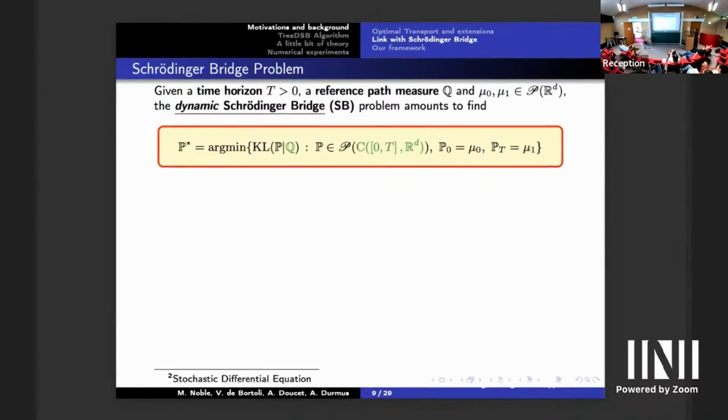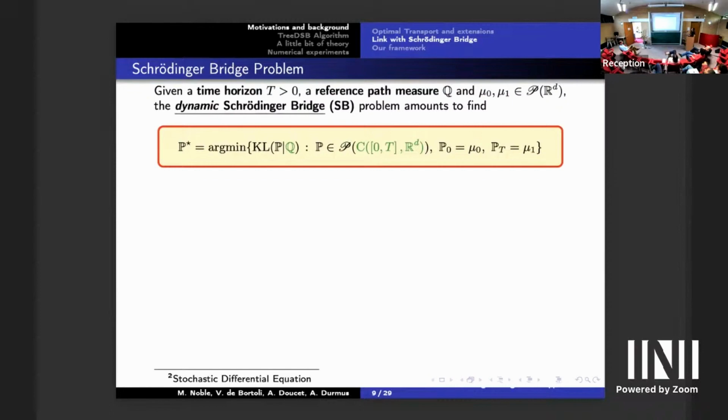All right. So now I'm going to speak about Schrödinger Bridge. So first, what is Schrödinger Bridge and how is it related to optimal transport? The idea with the Schrödinger Bridge is that it's a continuous time setting. What you have is a time horizon with some reference path measures. So you can consider what we saw in the previous talks, Wiener process, Brownian motion process, basically. And you have some marginals that you constrain at time 0 and time T.